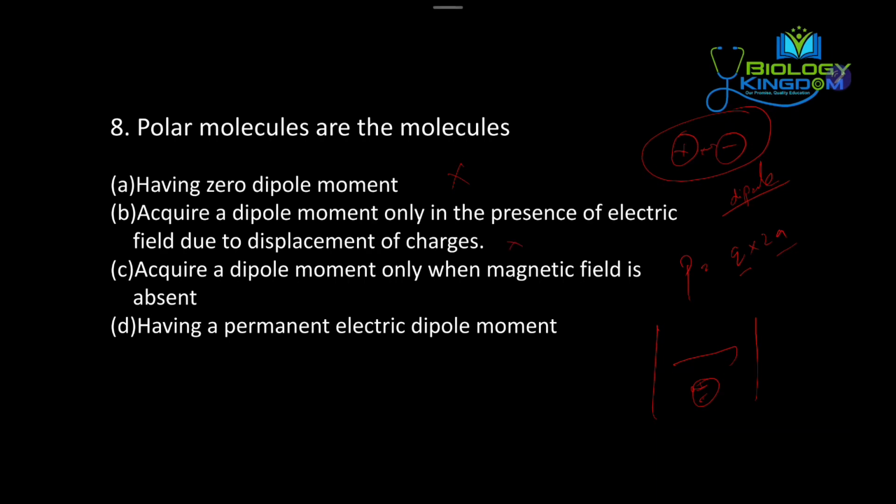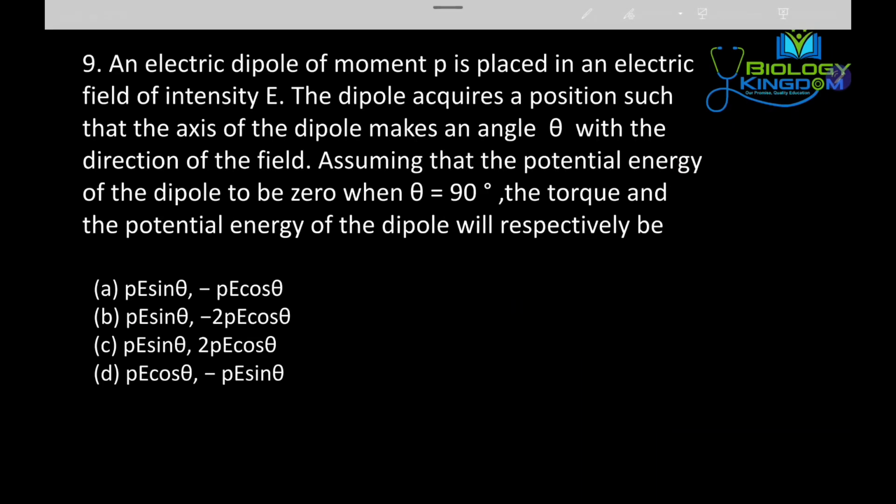Similarly, the third option will be another wrong one. It acquires a dipole moment only when the magnetic field is absent. If there is no magnetic field, only then it will acquire a dipole moment? No, it will have a dipole moment, and obviously there will be an effect of the magnetic field on that polar molecule, but in the absence of a magnetic field it does not acquire a dipole moment at that time. So it is also another wrong statement. Having a permanent dipole moment, yes, it will have a permanent dipole moment, so that will be the right answer, because from the start polar molecules have a certain dipole moment.